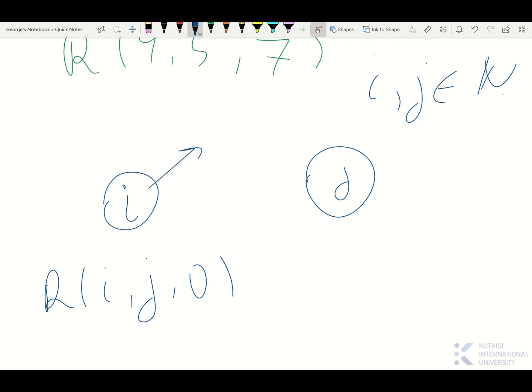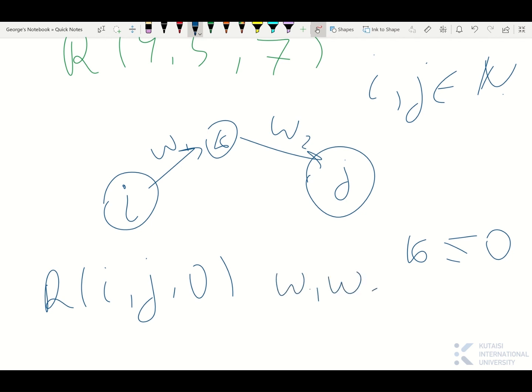So if there is a state here, and it has number k, and there is a string that takes you from i to j, let's say w1, w2, then for w1, w2 to belong here, k has to be less than or equal to 0. Very clever. Because all the states are numbered from 1 to n, this cannot happen. So the only possibility is to go directly, without any states.